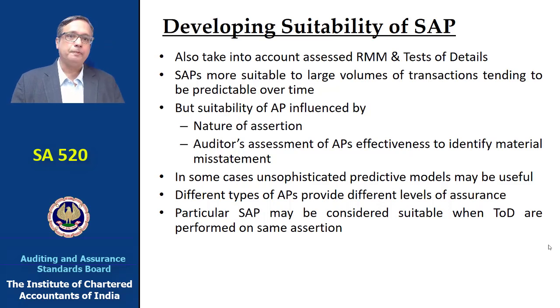So these are the factors which will have to be considered, and then you'll come into the test of details. There would be different substantive analytical procedures to be done for various kinds of transactions, various kinds of assertions. Assertions in terms of occurrence, completeness, classification, recognition, measurement and presentation in the financial statements. So all that would come in terms of derivatives or complex ESOP calculations. Valuation would be an assertion which comes in. So all that one has to determine and understand how best it can be done.